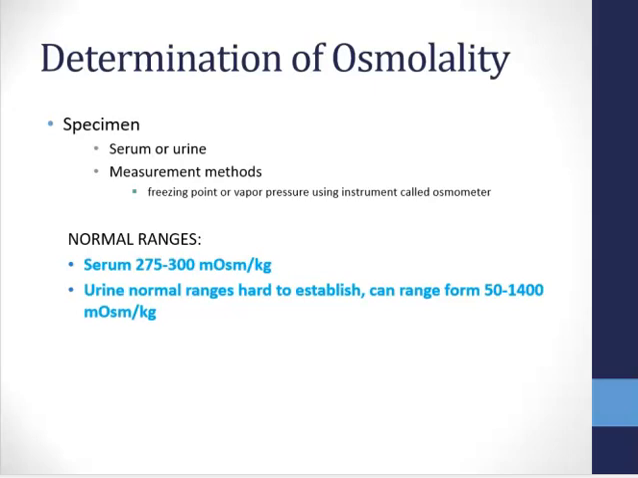So what are some of the samples that we can use to determine osmolality? We can use serum samples, or we could use urine samples. And there's a couple different methodologies that we can use for measurement. We can use freezing point, or we can use vapor pressure using an instrument called an osmometer. The normal range for serum is between 275 to 300 milliosmoles per kilogram, but urine ranges are a little harder to establish and can range from 50 to 1400 milliosmoles per kilogram.